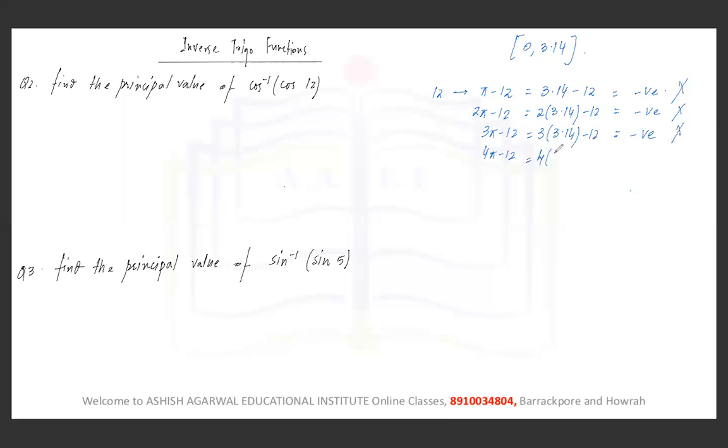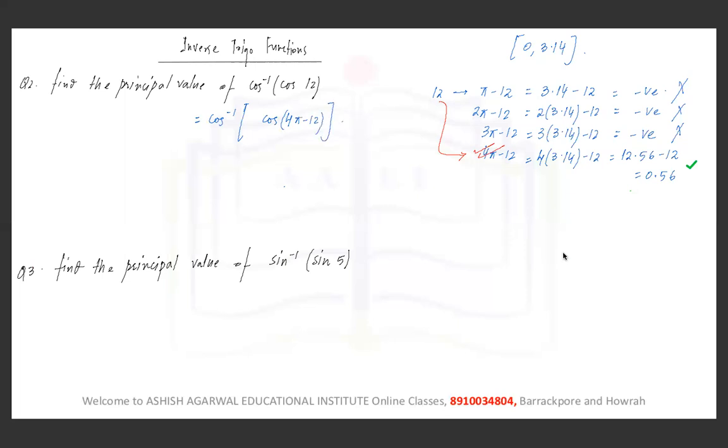But if it is 4 into 3.14 minus 12, I think now we are in a position to get a non-negative number. This will give us 12.56 minus 12, that is 0.56, a positive number which is in the range, and that is why this will be accepted. So we understood one thing, that our 12 is going to get modified into this format, 4 pi minus 12. So that is the first step. We wrote cos inverse, and here we are writing cos of 4 pi minus 12.